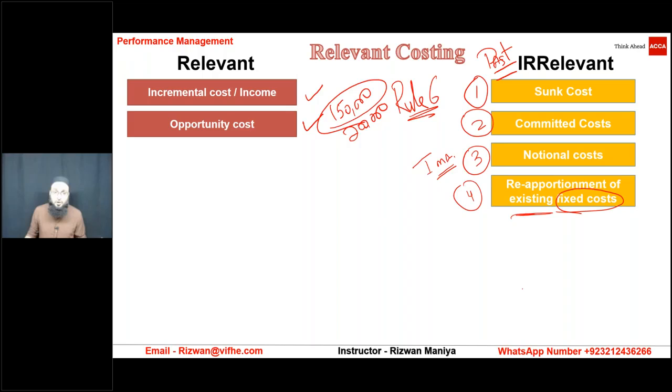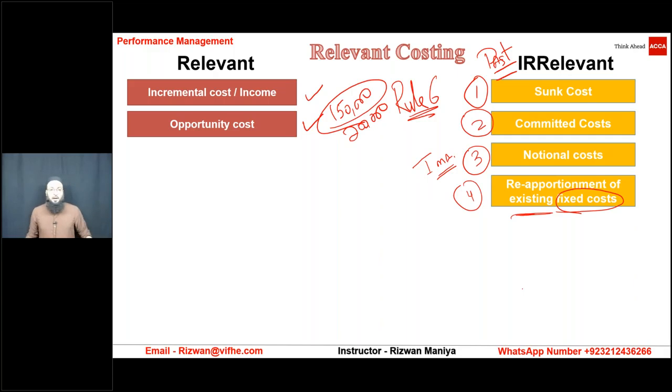It's a very important tool that lets you decide what is a relevant cost and what is not. So whenever you are stuck somewhere and not clear what to do, just refer to the rule of six, and through that you can figure out whether a cost is relevant or irrelevant. The reapportionment of existing fixed cost example was existing factory rent that will not change because of the new project. So that is not a relevant cost.